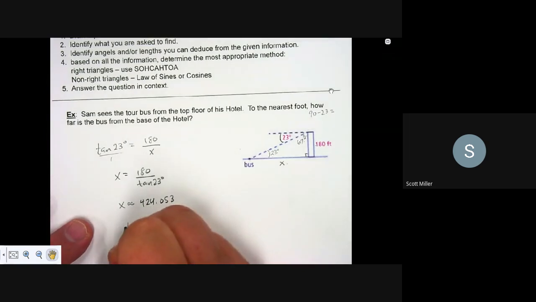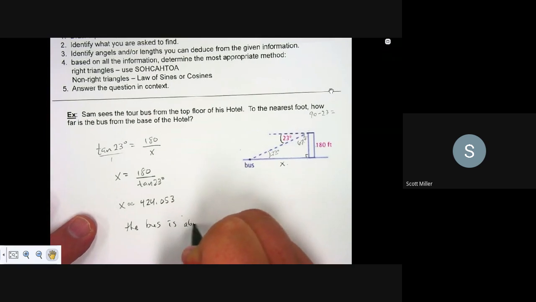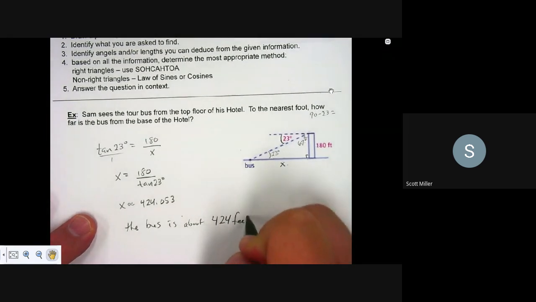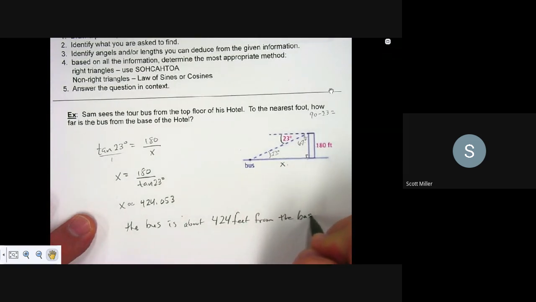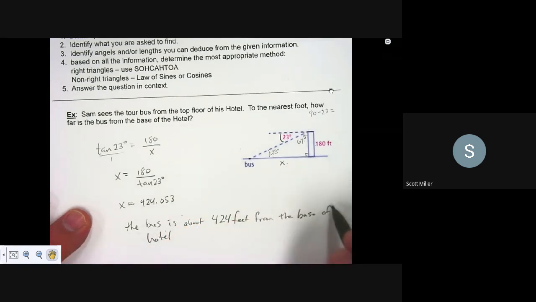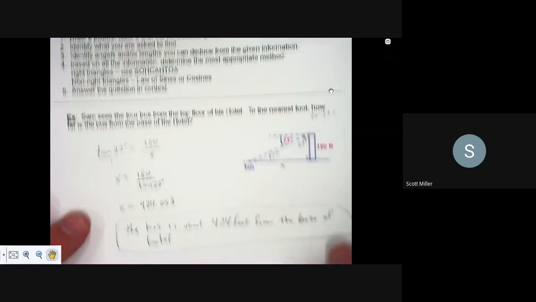This number rounded to the nearest foot would make this answer 424. In context of this problem, the bus is about 424 feet from the base of the hotel. So use the question to answer the question. And there you go. That is your answer in context. Okay, let's look at another problem.